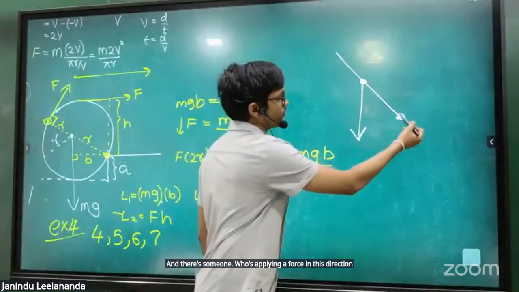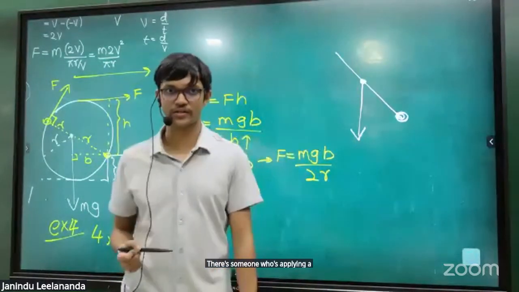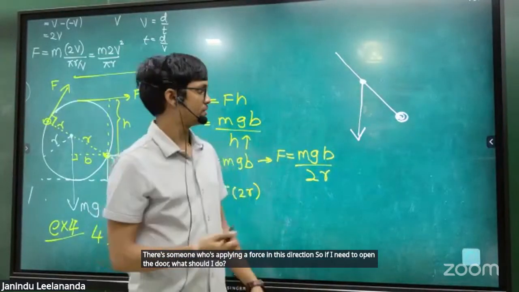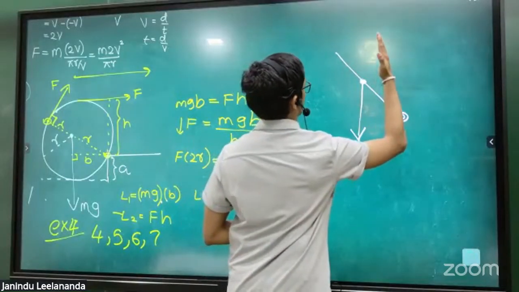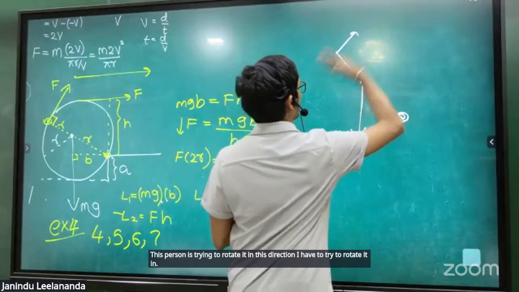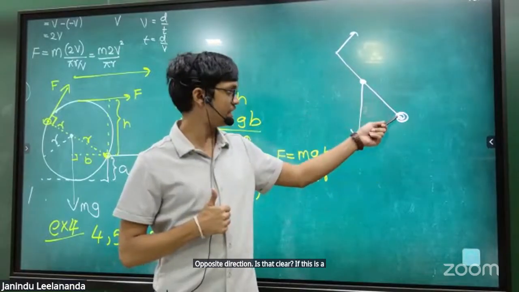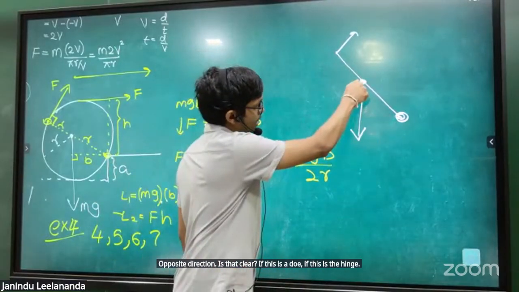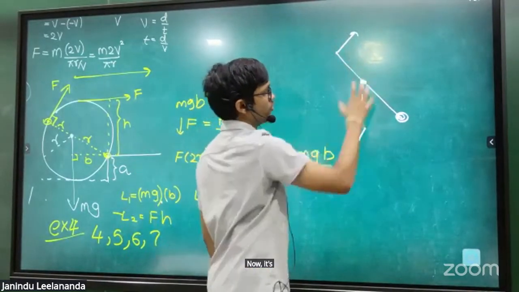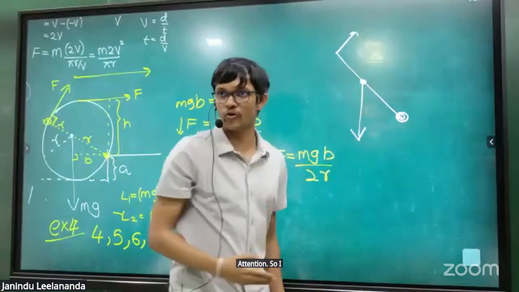This is the hinge of the door. There's someone who's applying a force in this direction. So if I need to open the door, what should I do? This person is trying to rotate it in this direction. I have to try to rotate it in the opposite direction. Is that clear? If this is a door, if this is the hinge, if there's someone applying a force like this at this point, now it's difficult for me to open the door because of this force. Attention. So I have to provide an opposite force to open this.